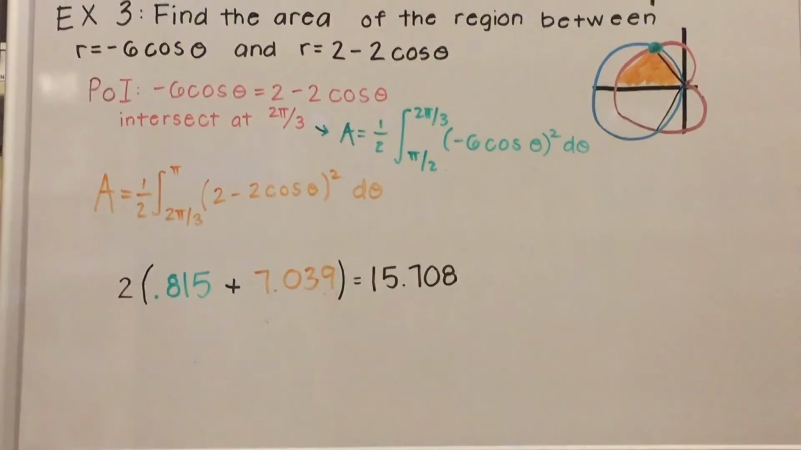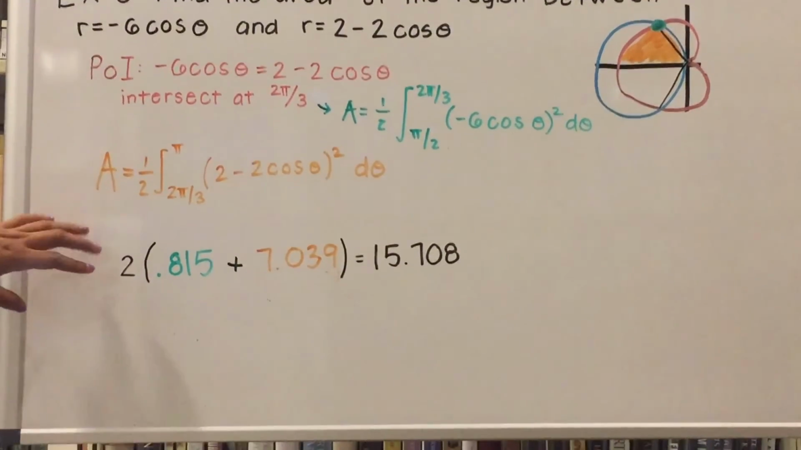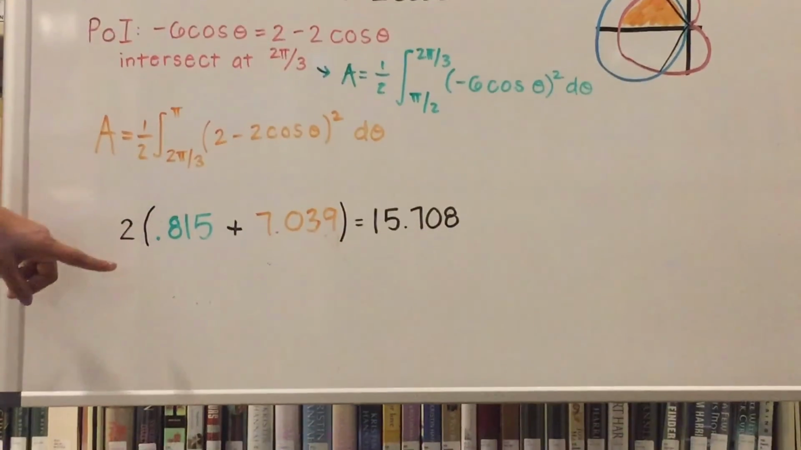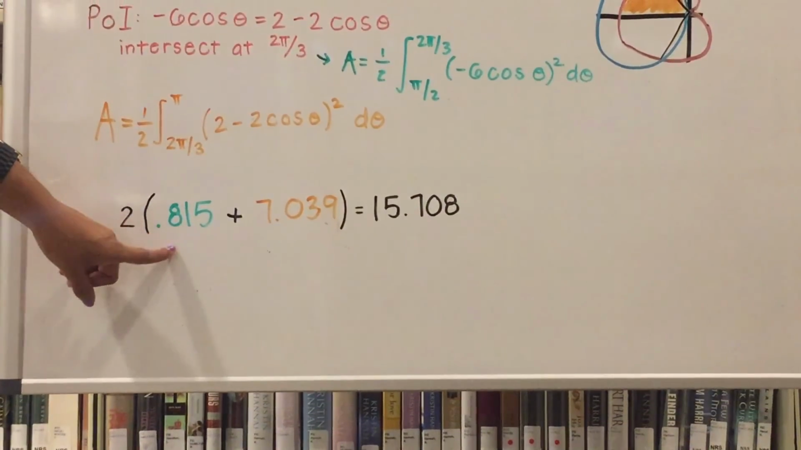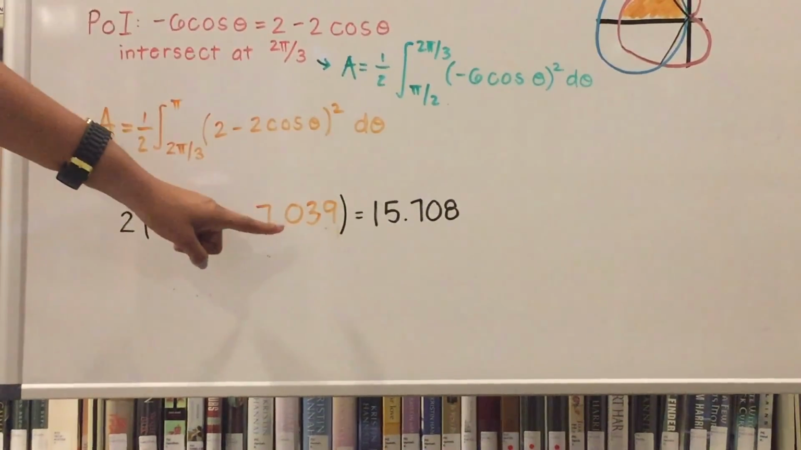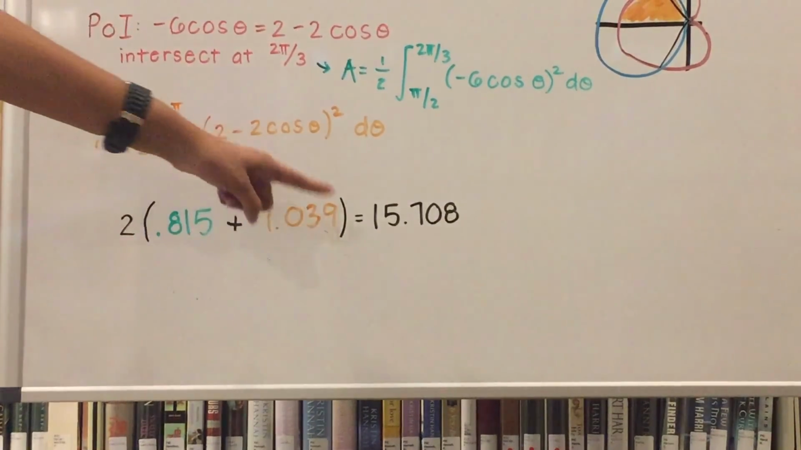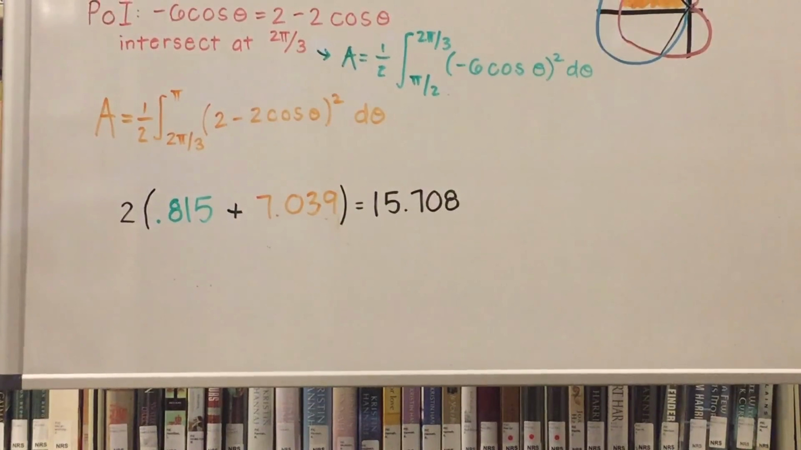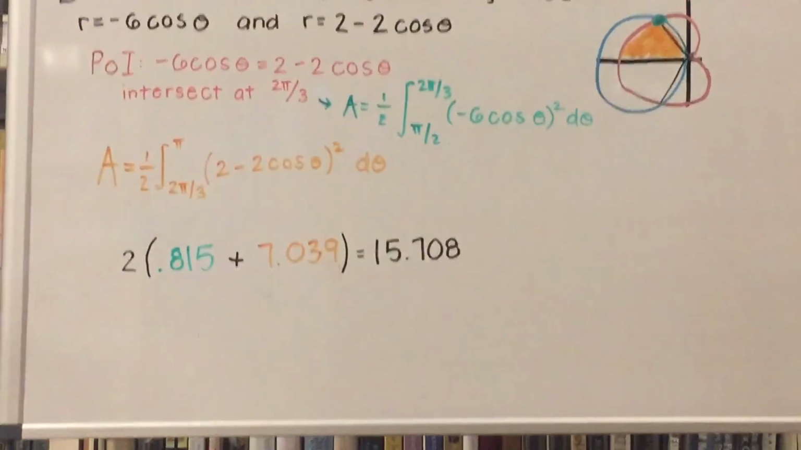If you did the math on a graphing calculator, since you have to do 2 times this because you're finding the area of the entire region, it would be 2 times 0.815 from the first one, plus 7.039 from here. That'll give you 15.708, which is around 5 pi. Okay, done.